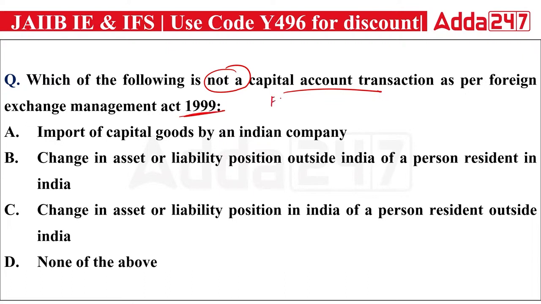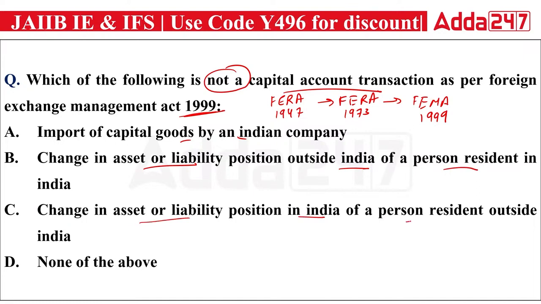So earlier we used to have FERA, Foreign Exchange Regulation Act. It was created in 1947. Then it was amended in the year 1973, and then it was replaced by FEMA, Foreign Exchange Management Act, in 1999. Okay. So firstly, import of capital goods by an Indian company. Second, change in asset or liability position outside India of a person resident in India. Third, change in asset or liability position in India of a person who is resident outside the country, or none of the above.